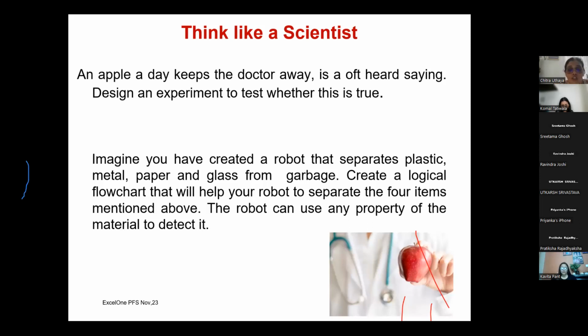So this makes students think about what are the variables that are involved, what are the dependent variables, what are the independent variables, how do you design a simple experiment? So get students to think. There is a higher cognitive demand here. The next one asks students to actually create a flow chart based on properties of different things like metal, paper, glass, and garbage to separate them into 4 different parts.